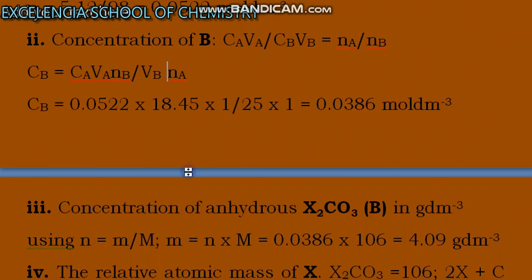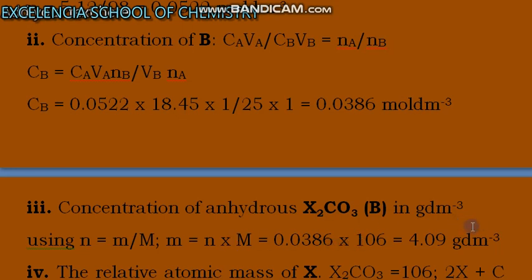And the next one is concentration of anhydrous X2CO3 in gram per dm3, that is anhydrous B in gram per dm3. We use the formula n equals m over M, and we are looking for m. We make it the subject of formula before substituting, and the question already gave us the molar mass of anhydrous B, which is 106. This is the molar concentration, and this is the relative molecular mass of anhydrous B. So substituting 0.0386 times 106, which gives us 4.09 gram per dm3 in 3 significant figures and the correct unit.